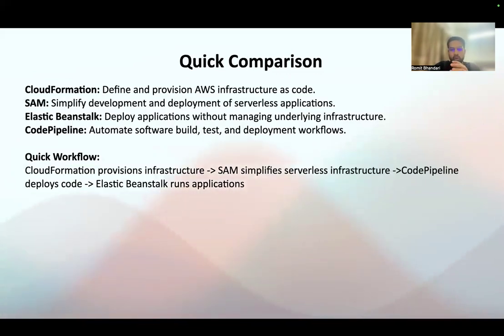And I think we already talked about how they differ from each other. CloudFormation defines and provisions your AWS infrastructure. SAM simplifies the development, provisioning and deployment of serverless applications. Elastic Beanstalk deploys applications without managing underlying infrastructure. Okay, and CodePipeline automates software build, test, and deployment workflows.